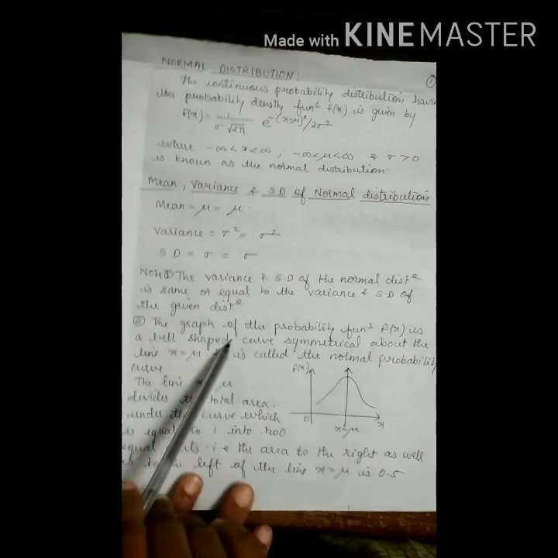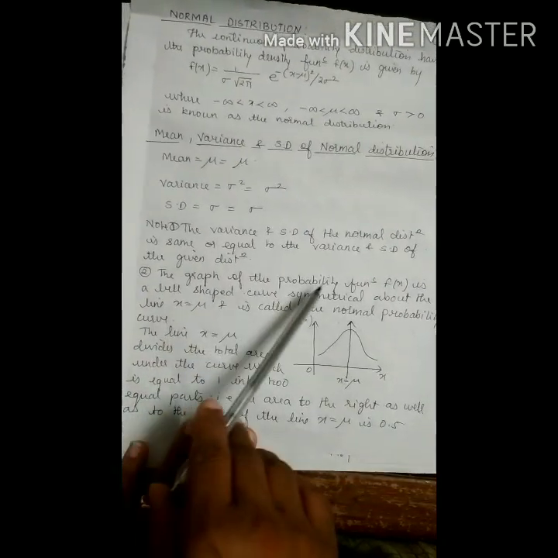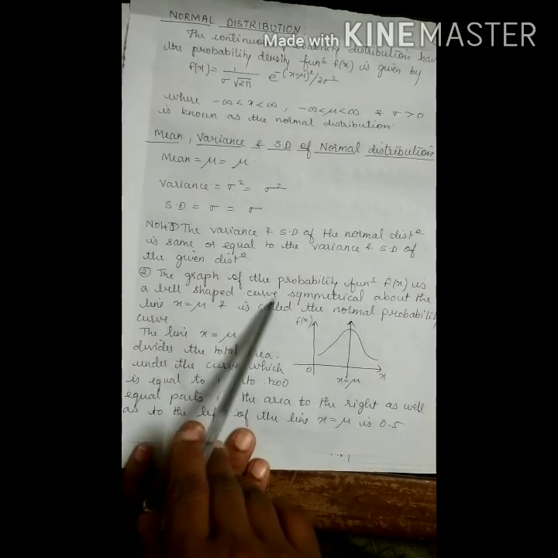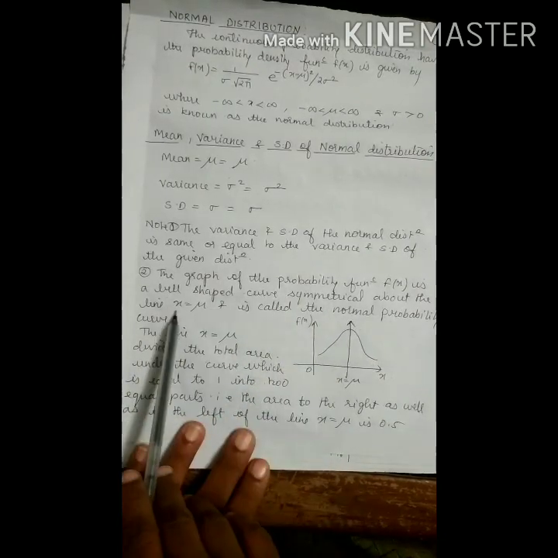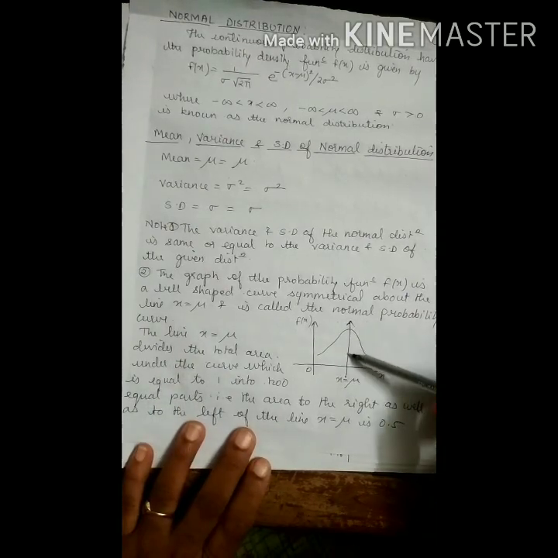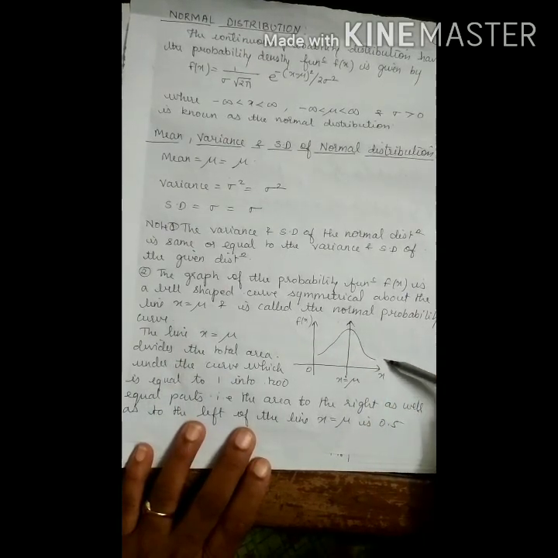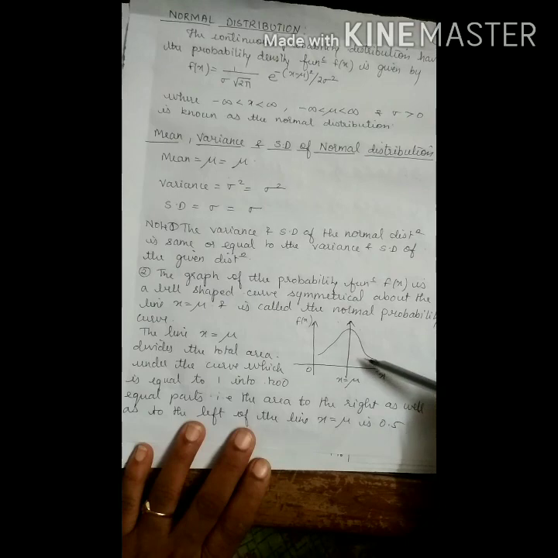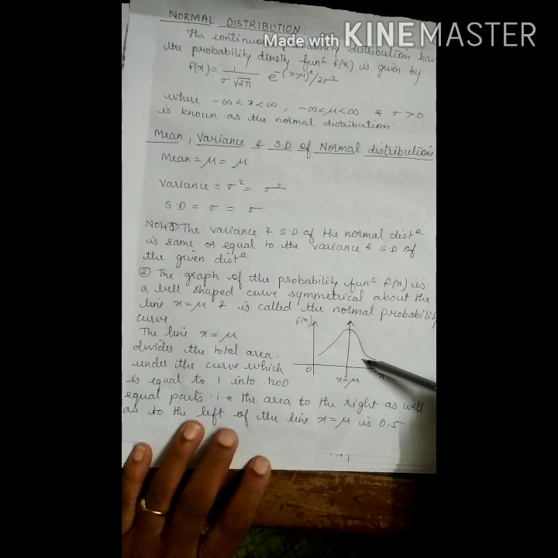Well, the next point is that the graph of the probability function f of x is a bell-shaped curve, symmetric about the line x equals mu. Now we are going to talk about x equals mu. It is a bell-shaped curve which is symmetric about this line x equals mu, meaning whatever area is on this side is equivalent to the area on this side. The area at the left is the same as the area at the right.